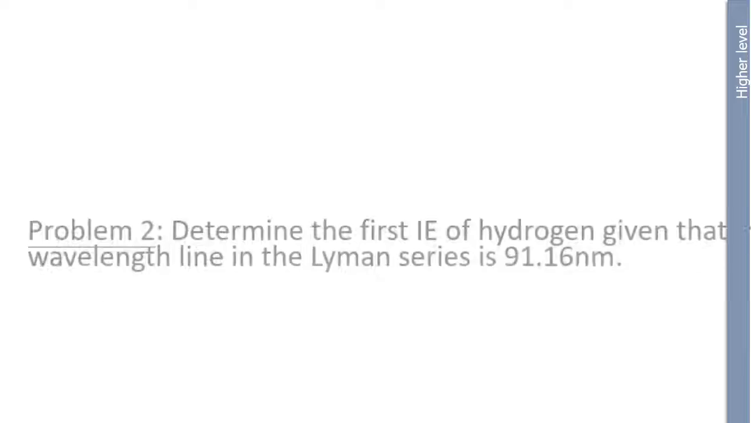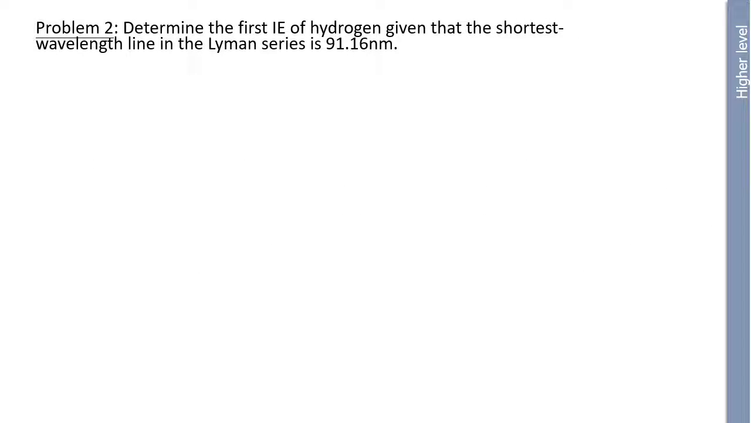Hopefully you got that correct. So looking at a second problem, determine the first ionization energy of the atom hydrogen, given that the shortest wavelength line in the Lyman series is 91.16 nanometers. Okay, so again, pause the video and try to work out, initially, what the correct equation to start off with is.